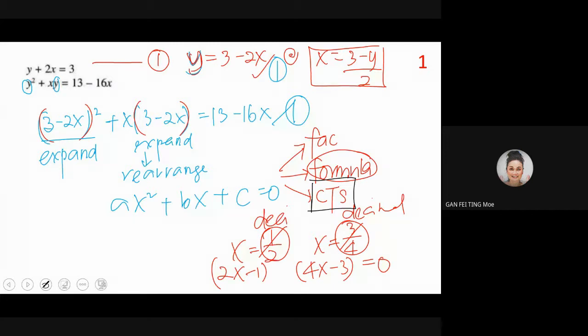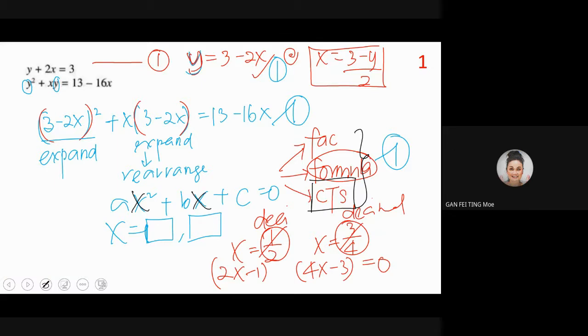Okay, anyhow, it's fine. So the method that you use, either factorization or formula or CTS, the method that you use here is your third mark. So the fourth mark will be the value of x, the two values of x. Why x? Because this one starts with x.